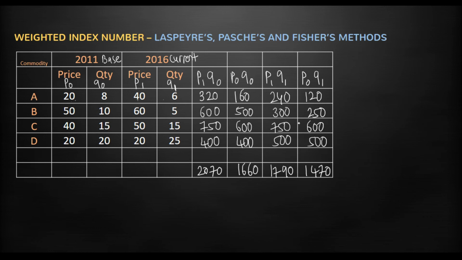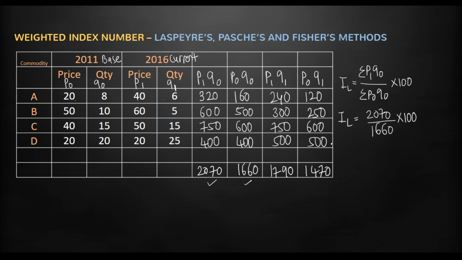Fine. Now let us apply the formula one by one and find the answer. First is IL. Laspeyre's formula is sigma P1 Q0 divided by sigma P0 Q0 into 100. Let us fill all the figures in the formula. Sigma P1 Q0 is 2070, divided by sigma P0 Q0, which is 1660. We multiply it by 100, and if you solve it approximately, the answer will be 124.69. Mind well, do not attach any unit with an index number.